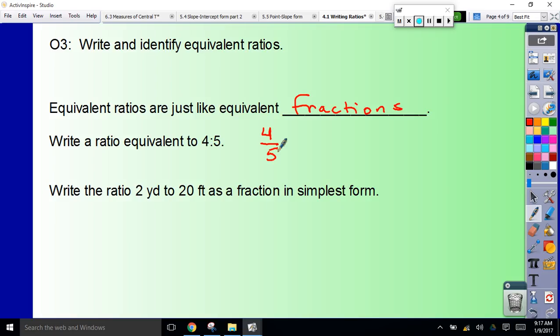How do we find equivalent fractions? What could we do? It's kind of like the reverse of, you know how when you get a fraction and you have to write it in lowest terms, you have to reduce it? You could reduce a fraction, but you can't reduce this one, so you have to do the opposite of reducing. So what could you do?